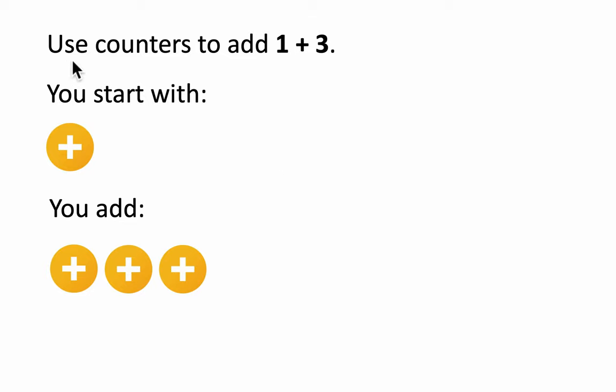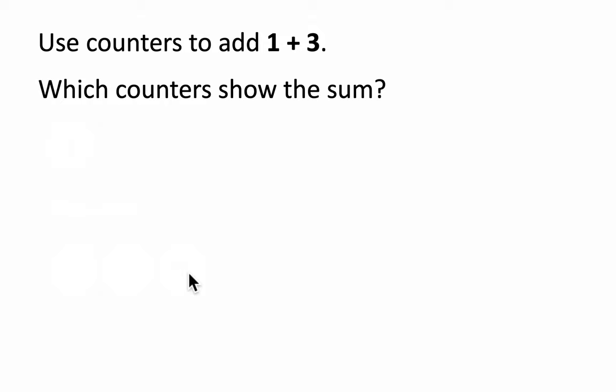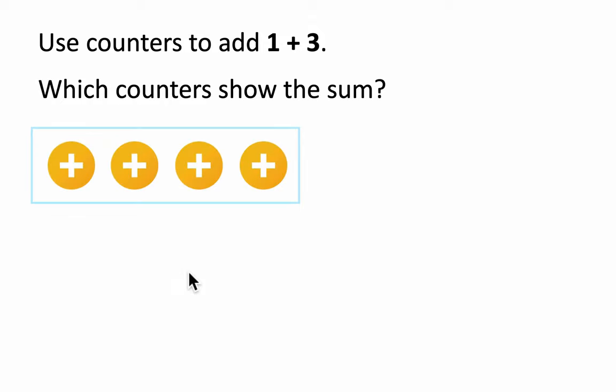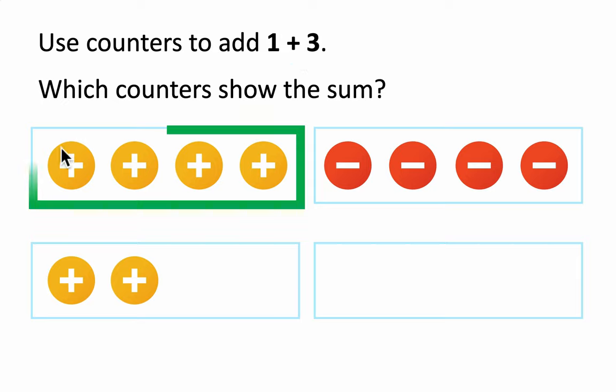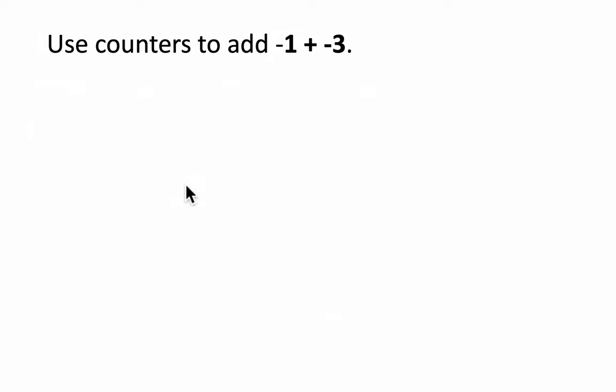Now in this problem, it says use counters to add 1 plus 3. Simple enough. We start with one positive counter. We add 3 more, and then we pick which of these represent the sum that we're looking for. And we know 1 plus 3, that's 4. And you can see 1, 2, 3, 4 positive counters here. That's the sum. There we go. We've got it.